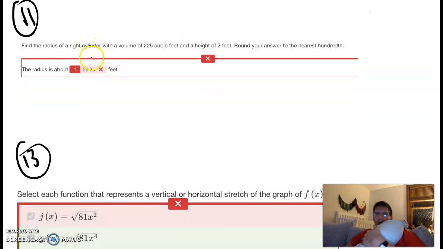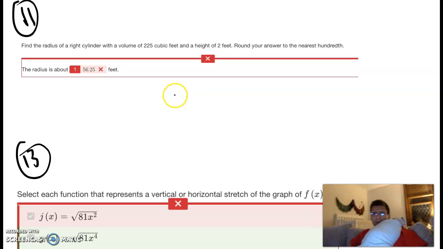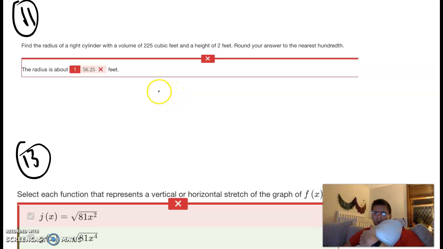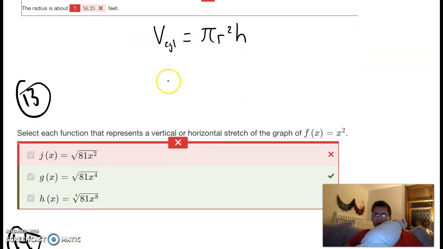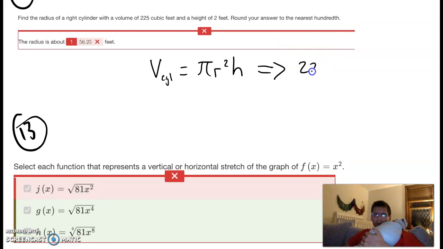Find the radius of a right cylinder with a volume on your answer to it, and a height of 2. So the right cylinder, volume of a cylinder is equal to the area of the base times the height. And the base is a circle, so it'll be pi r squared h. So we know the volume is 225. Let me do it over here for the height is 2.